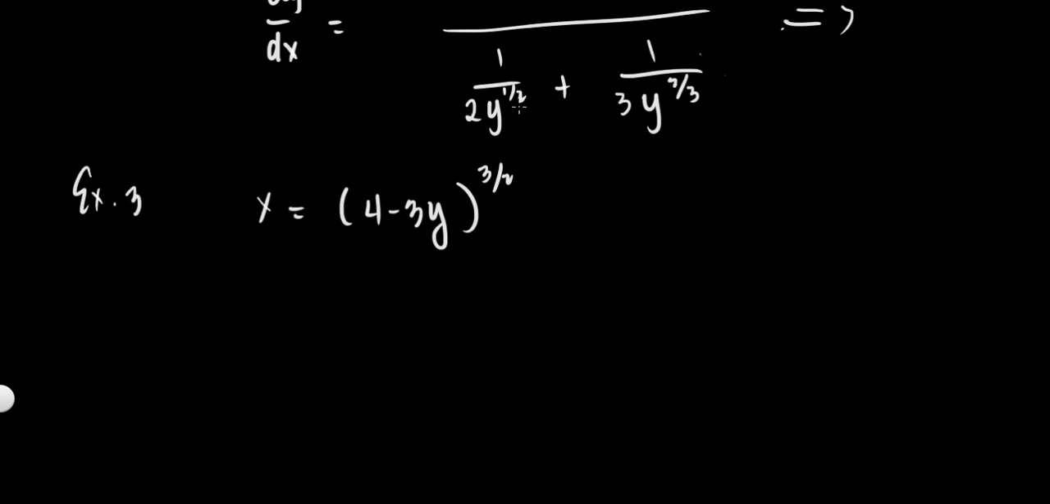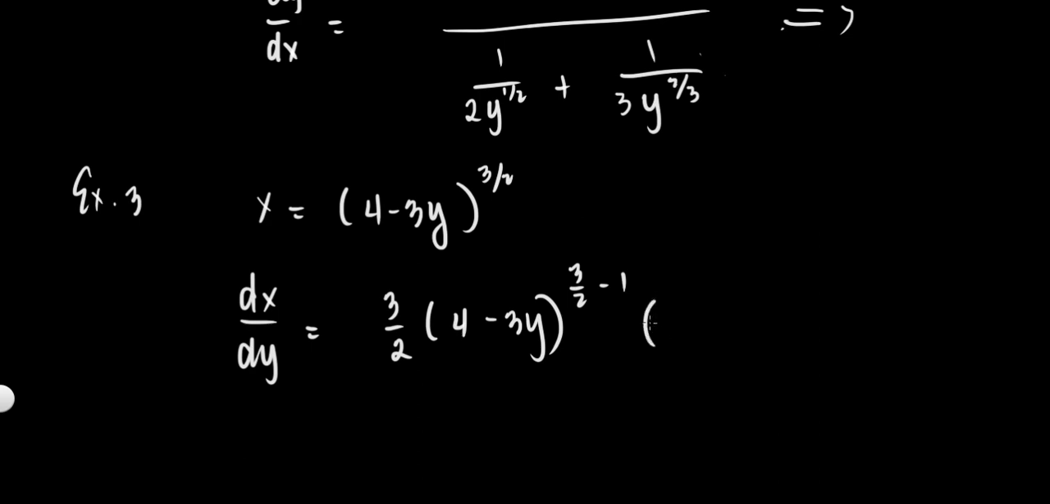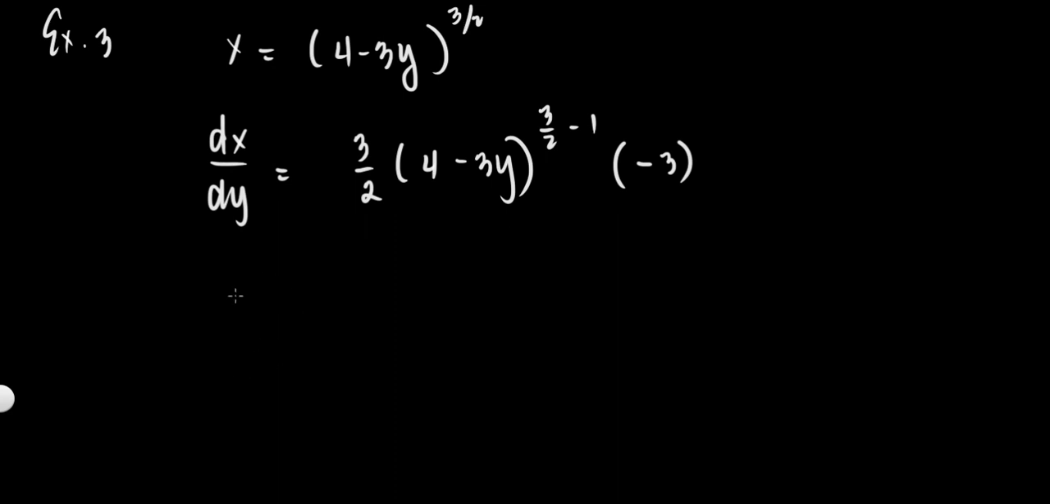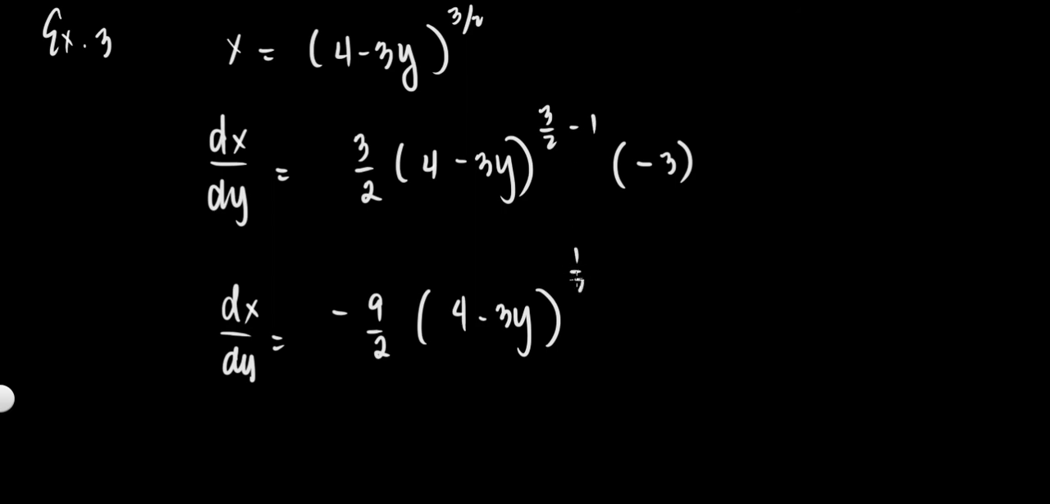So, i-invert mo siya, no? Okay. Or, yun. Okay? Tuloy na natin to. Equals 3 halves, no? Times 4 minus 3y, kopya lang. Then, 3 halves, minus 1. Then, derivative of 4 minus 3y with respect to y is minus 3. Yes. Okay. Then, we have here dx over dy is equal to minus 9 over 2 times 4 minus 3y raised to 1 and 1 half minus 1, so 1 half.